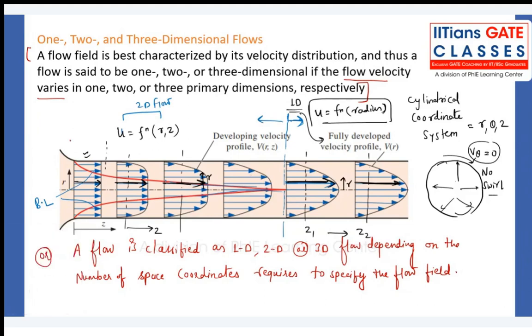Now, when you think of free stream velocity flowing like this, let's say there is no boundary layer formation, no slip condition. So in a constant diameter pipe, free stream velocity will be the same. It will not change with respect to z or in the radial direction. So it is a zero D flow, zero dimension flow. Getting my point?